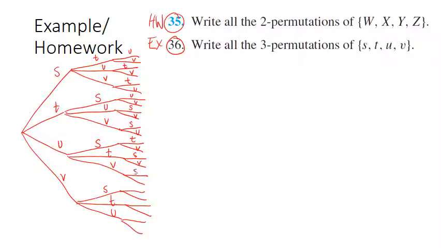UV is going to be S or T. VS is going to be T or U. VT is going to be S or U. And then VU is going to be S or T.